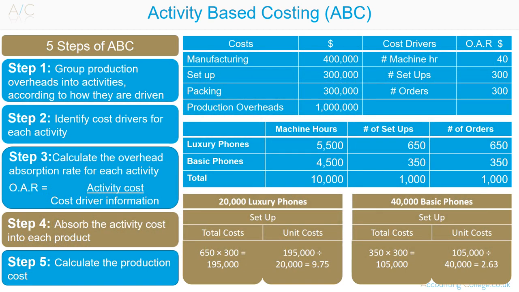For the setup of luxury phones, take the 650 setups to make luxury phones. Multiply this by the overhead absorption rate for setup costs, which is $300. To get the per unit cost, divide this number by the units produced, which is 20,000. For the setup of basic phones, take the 350 setups to make basic phones. Multiply this by the overhead absorption rate for setup costs, which is $300. To get the per unit cost, divide this by the number of units produced, which is 40,000.